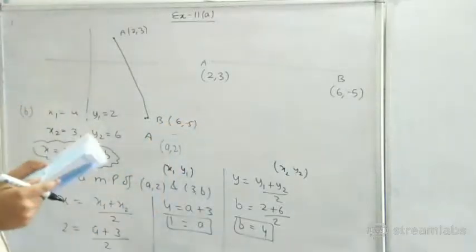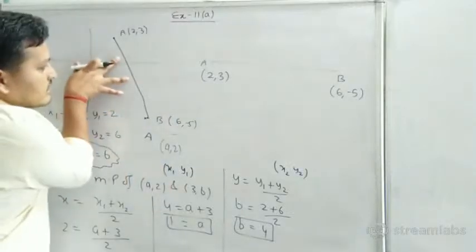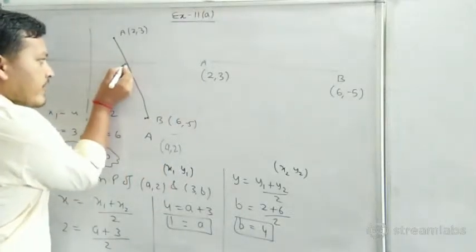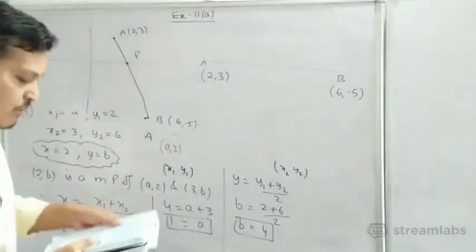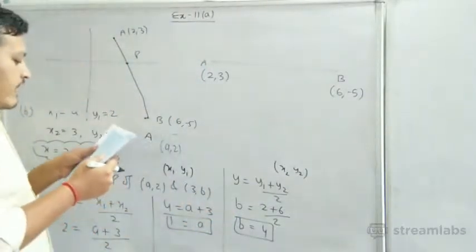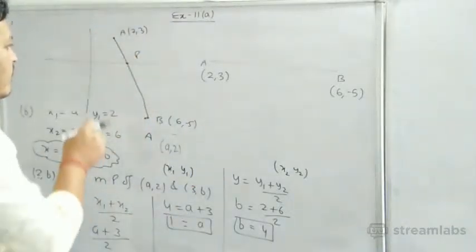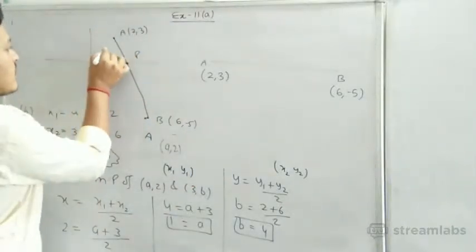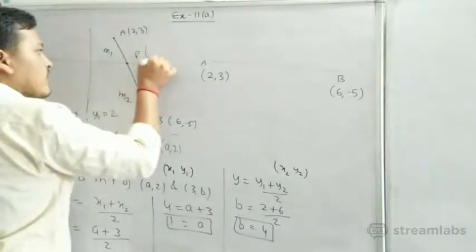And then it is given that it meets the x-axis at P. So this line segment intersects the x-axis at this point, which is given in our book as P. Write down the coordinate of P. Hence find the ratio AP to PB. Suppose this is M1 and this is M2. So tell me, what is the coordinate of P?